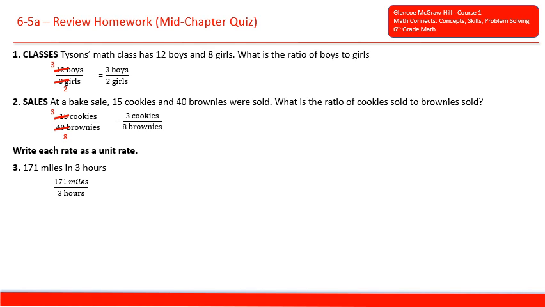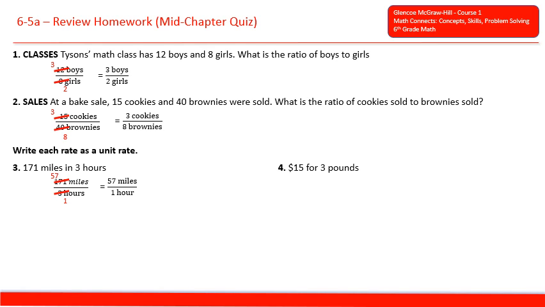And to do that, the first thing we need to check is, can we divide the numerator and denominator by 3? So if we divide 3 by 3, we get 1. And if we divide 171 by 3, we get 57. So the unit rate is 57 miles in 1 hour.